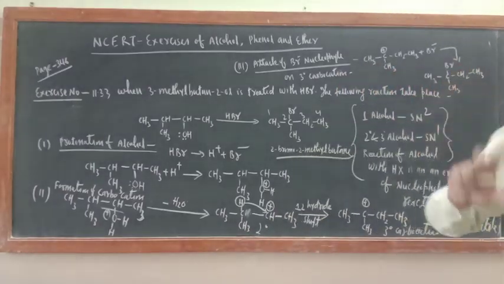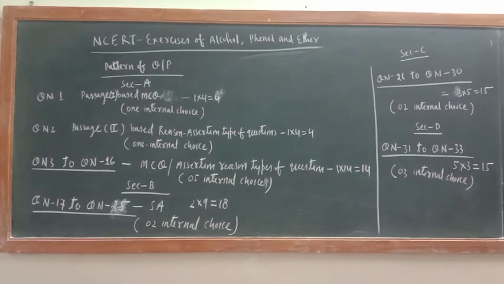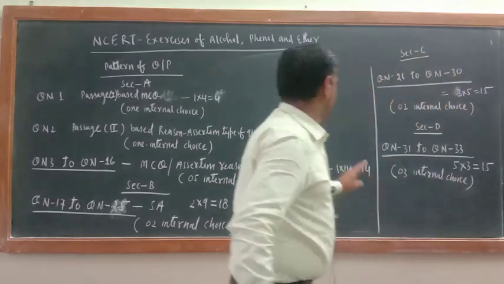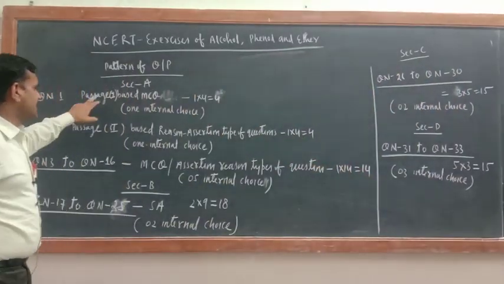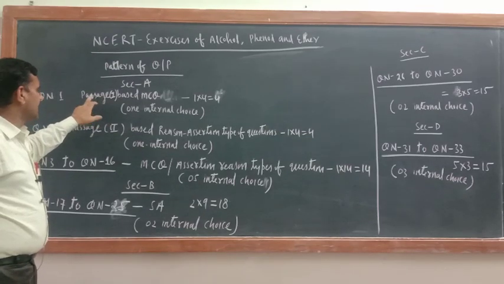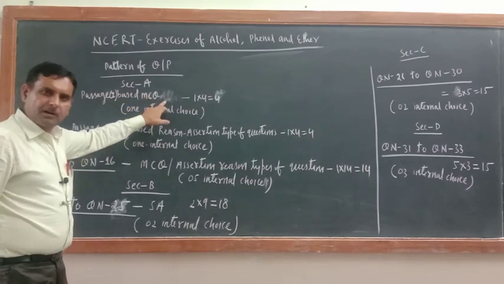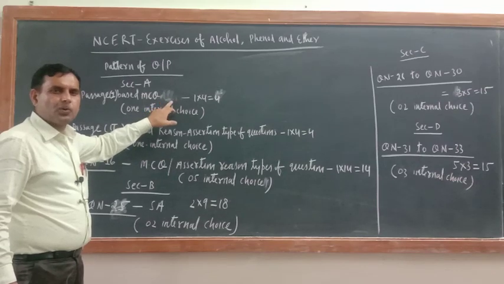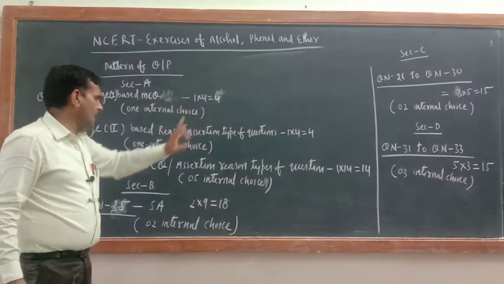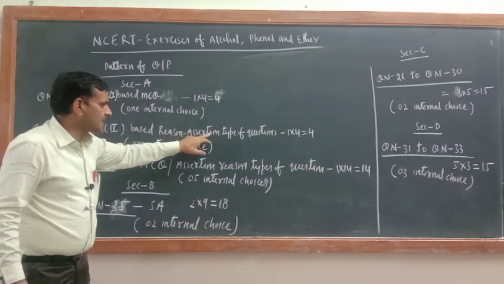Now I will write the blueprint of the question paper. Just see the pattern of the question paper. The pattern is like this. Question number one is passage based, containing the first passage, which is a passage based MCQ. Here you will get a total of 5 questions, out of which you have to attempt only 4. So this is 4 marks. Next, passage second is based on the assertion reason type of question.